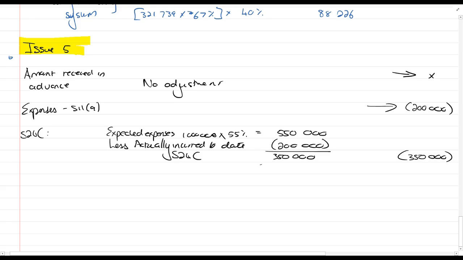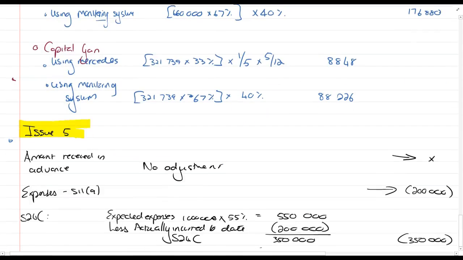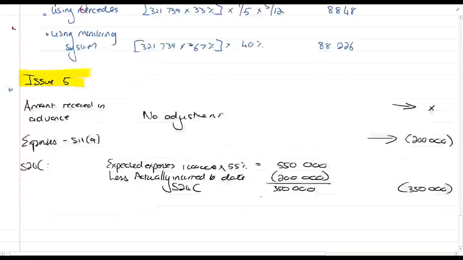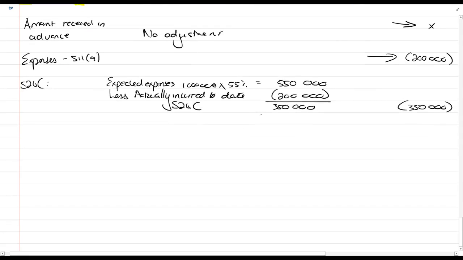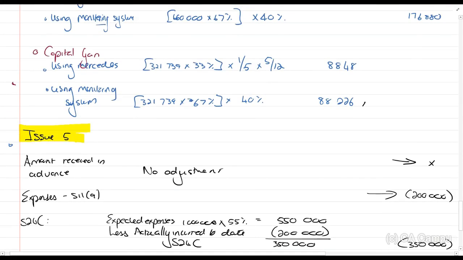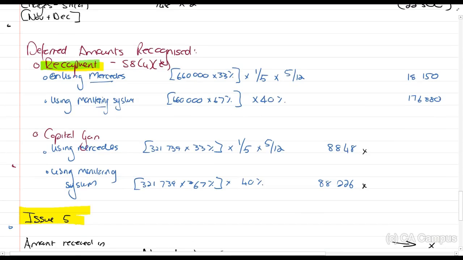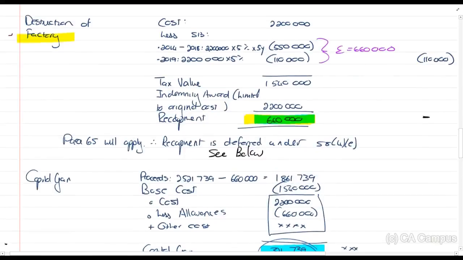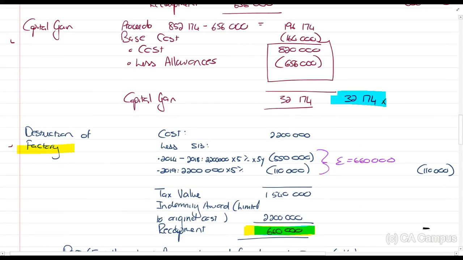Alright guys, so that is it basically. So what do we have to do now? Now we get to the end of our question. We have to add up everything in our CGT column first. So we have this 88,226. We have this 8848. And then somewhere here we have 32,174.